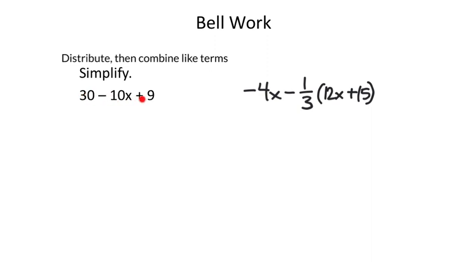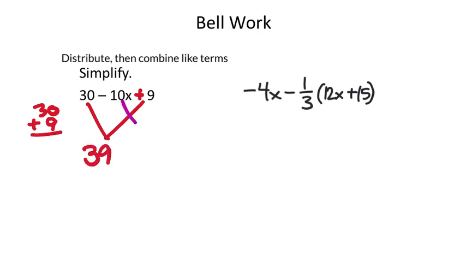So 30 minus 10x plus 9, we're looking for any like terms that we can combine. So we do have this 30 and the positive 9, which are like terms that can combine because they're constants. So we'd be looking at 30 plus 9 there. And how do we know it's plus 9? It's because it was a positive or plus 9 right there, okay? So 30 plus 9 is 39.